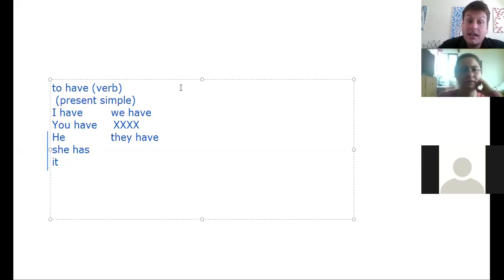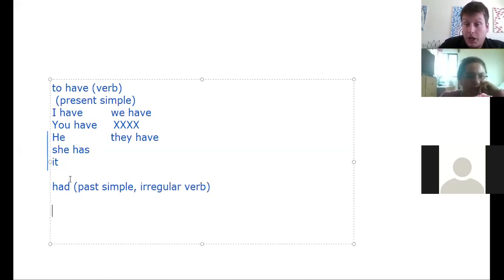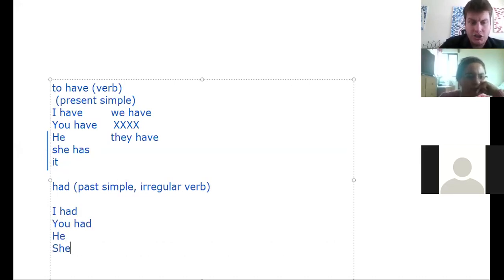Exactly. The past tense of the verb have is had. So it's an irregular verb, right? It's the past simple, and it is an irregular verb. So quite simply, we just use this for the past tense, simple and completed actions in the past. I had, you had, he, she, it. What is the correct conjugation here? Had. Exactly, it's the same. So just a little review of the basics, but it's good to review.